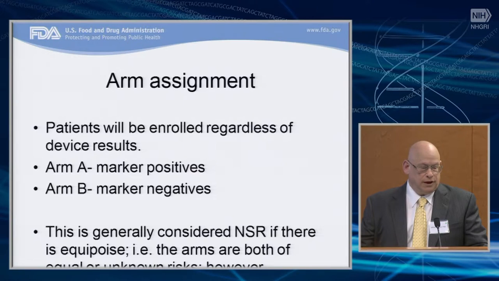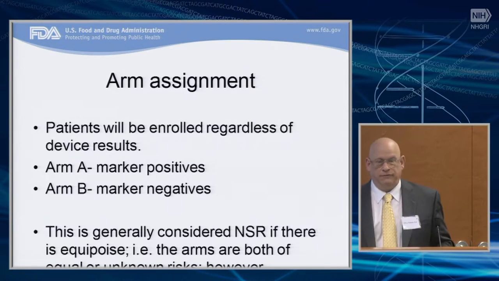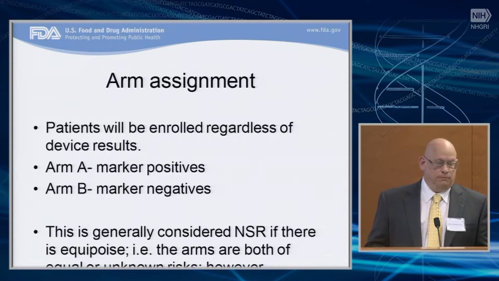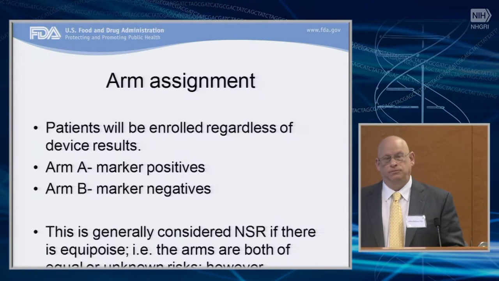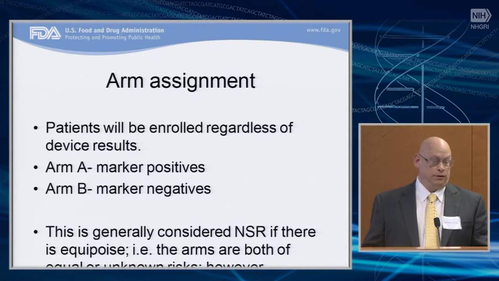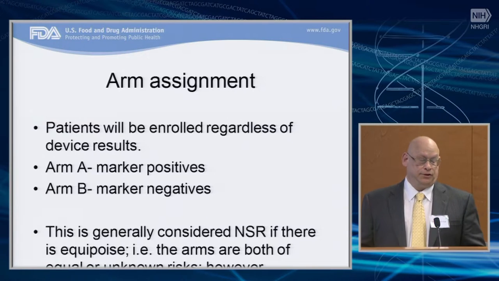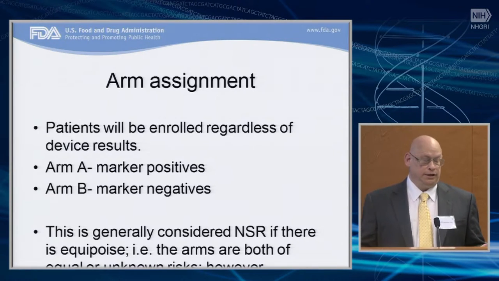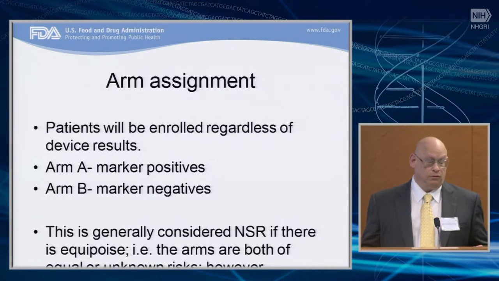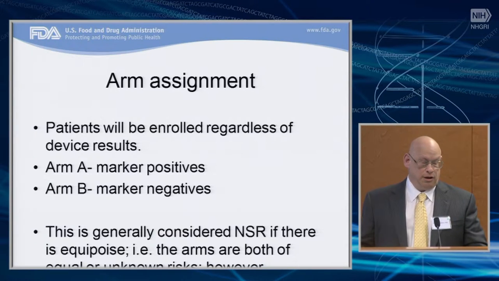So let's say you have a trial where everybody's enrolled, but arm A, you put marker positives, and arm B, you have marker negatives. Well, this would be an NSR trial, but only if there's equipoise, i.e., if the arms are both equal or of unknown risks. And that's sometimes true, but it's often not true.